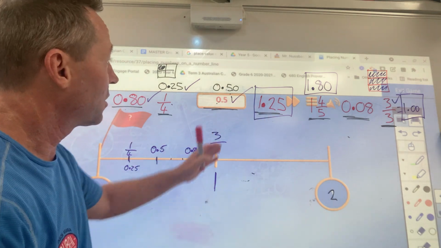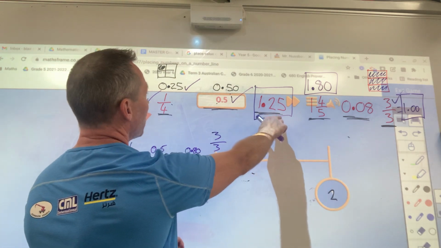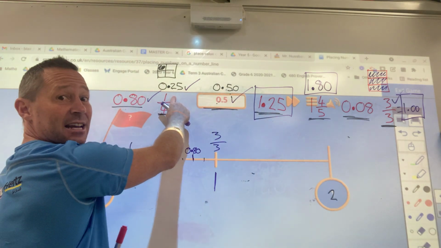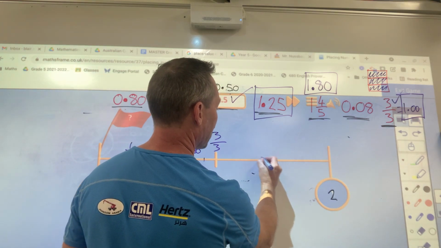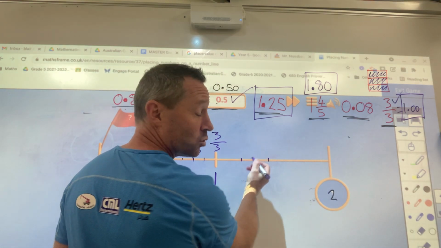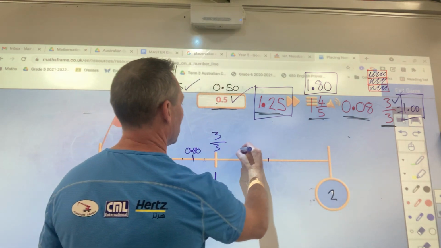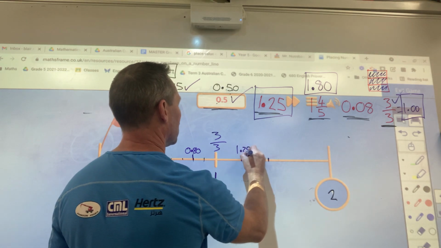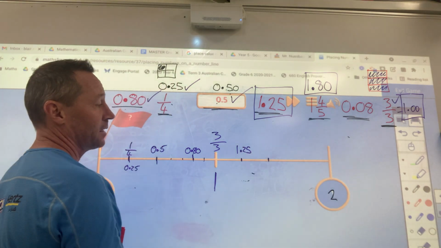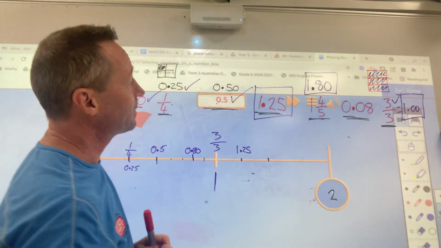1.25, we know the 1 is 1 whole, so it's got to be after 1. The 0.25, if I look back here, it's the same as a quarter. So find halfway here, then half it again. Or I could cut it into tenths. So here would be 1.25. This one here would have to be 1.5, but I don't have any 1.5s.